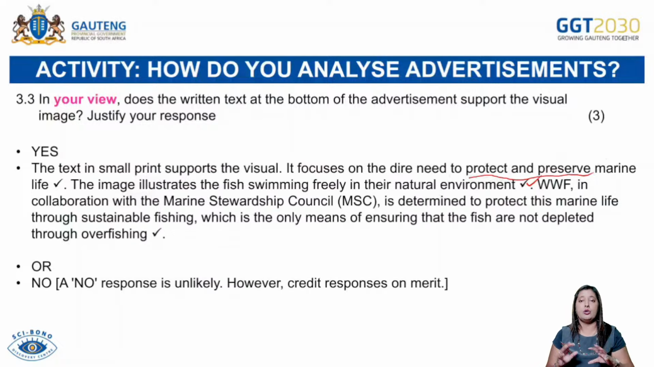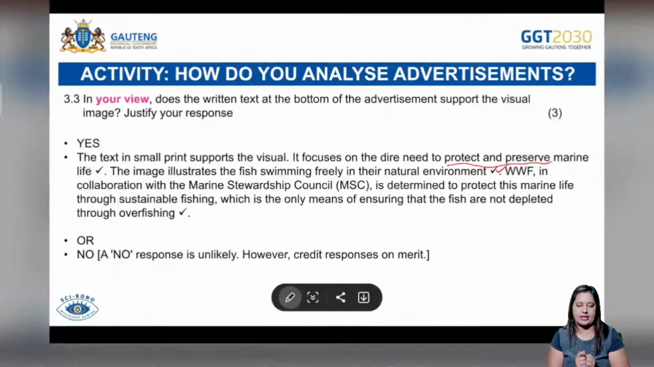Okay, so look at the holistic picture of the image, look at the text that has been used, the emotive words, the persuasive language being used, and then come up with your comment that says this is why it is justifiable to presume that they are joined together.